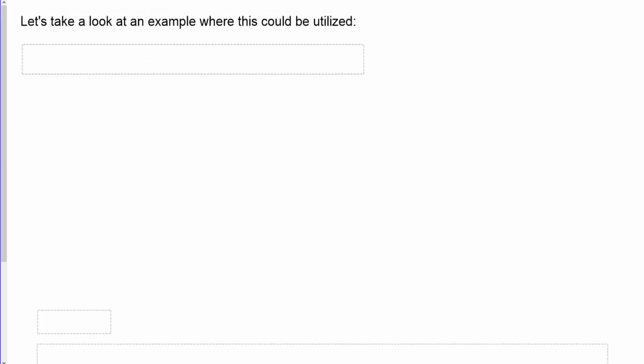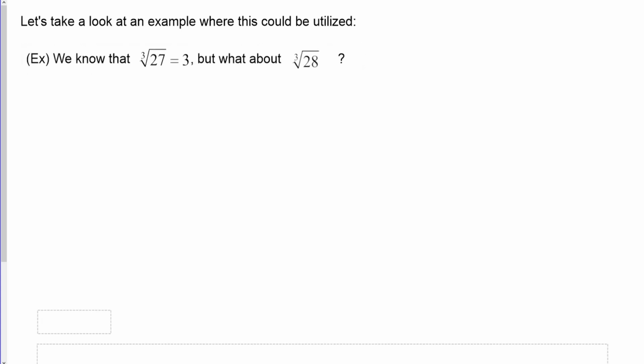Now, let's take a look at an example where this could be utilized. And we're not using predator-prey models or anything fun like that, but just here's a simple example. So we know that the cube root of 27 is 3, right? And pretend like we don't have a calculator that can do a cube root for us. Okay, and we want to determine what the cube root of 28 is.